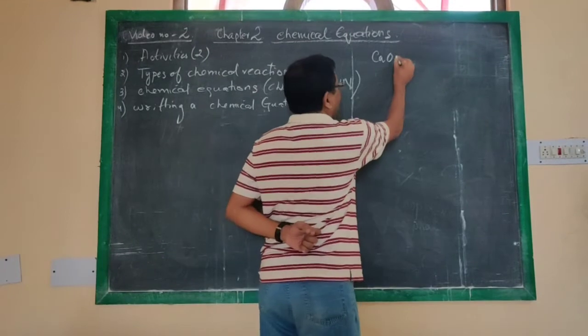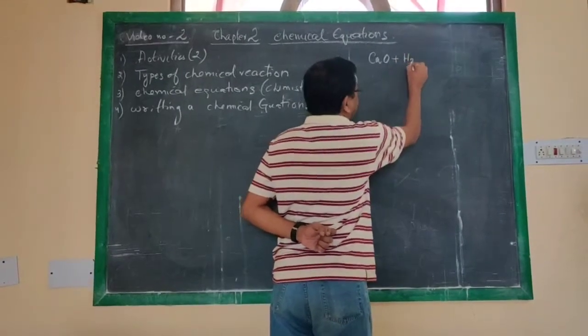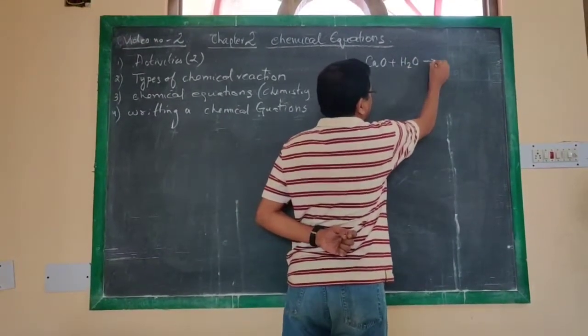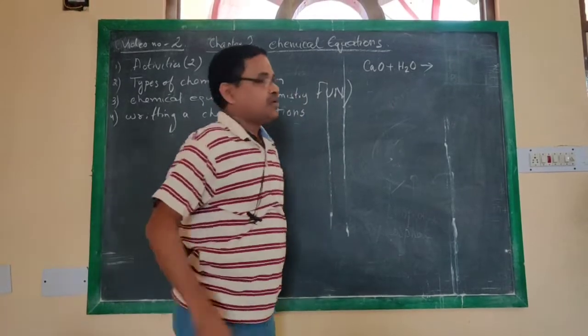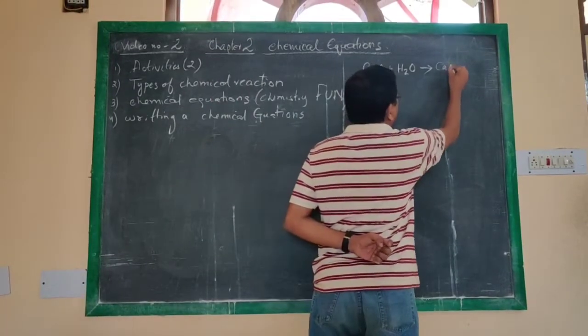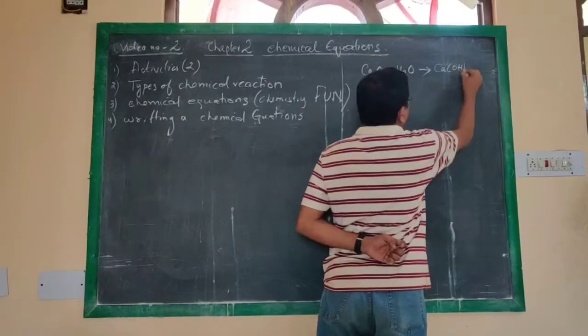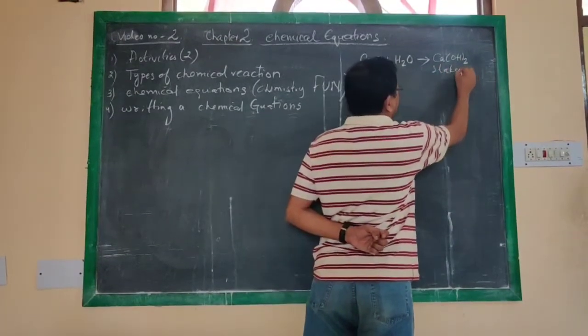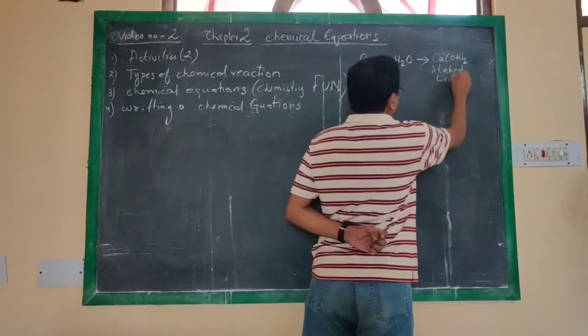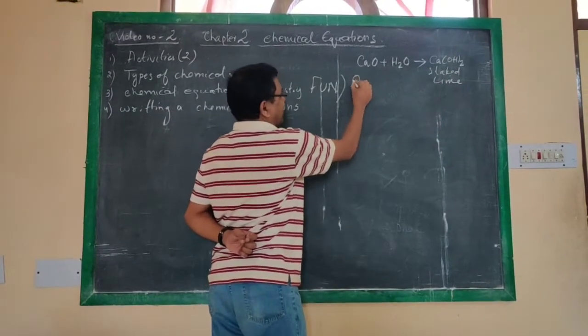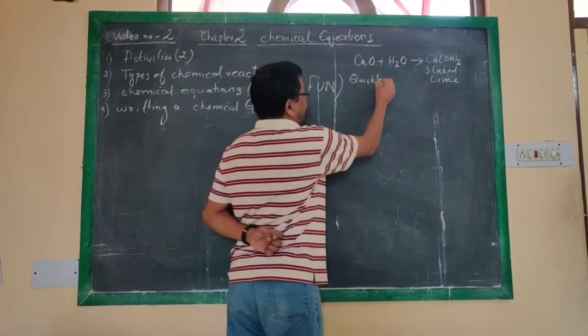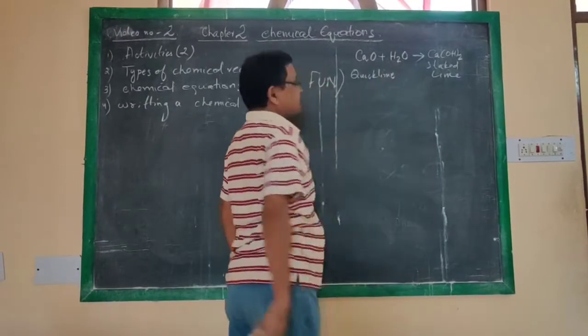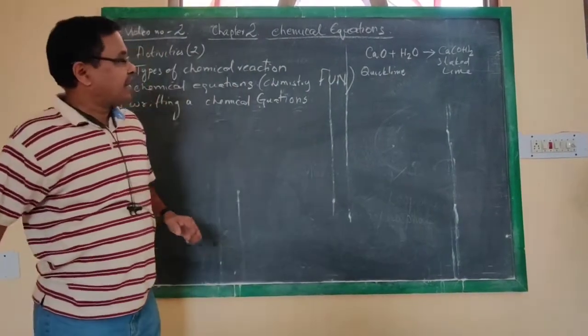Calcium oxide, which is called quicklime, when it is mixed with water, you get calcium hydroxide. We call it slaked lime. Calcium oxide, we call it quicklime. So this was the earlier activity that we have done.